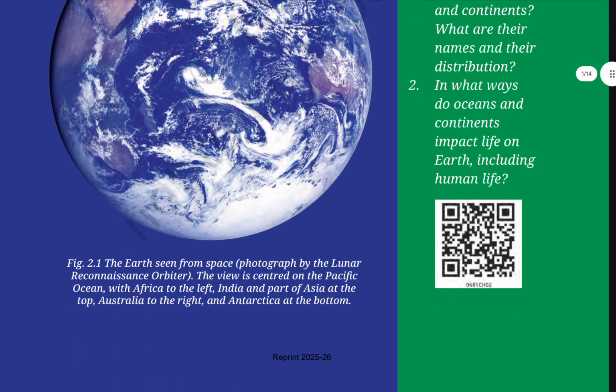Figure 2.1. The Earth seen from space, photographed by the Lunar Reconnaissance Orbiter. The view is centered on the Pacific Ocean, with Africa to the left, India and part of Asia at the top, Australia to the right, and Antarctica at the bottom.